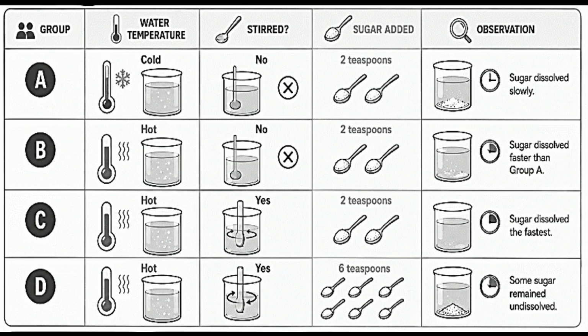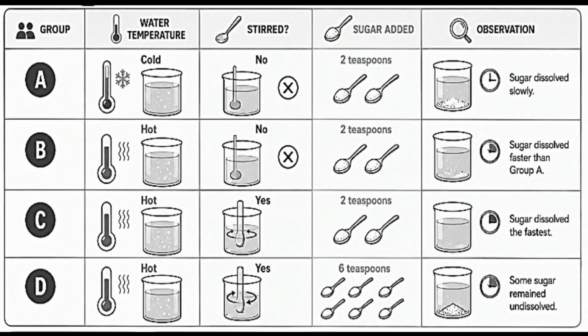Finally, Group D. This is where it gets important. They used hot water, they stirred it, but this time they added 6 teaspoons of sugar. That's 3 times more than the other groups. What happened? Some sugar dissolved, but some stayed at the bottom and wouldn't dissolve. This is called a saturated solution. The water reached its maximum solubility, it simply can't dissolve any more sugar at that temperature.